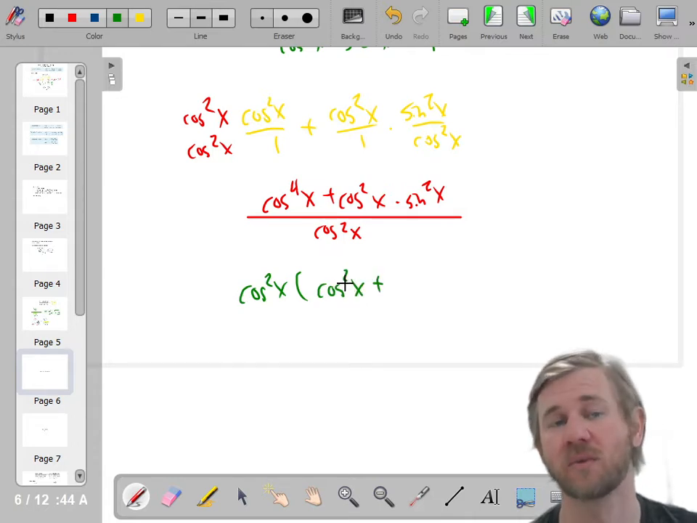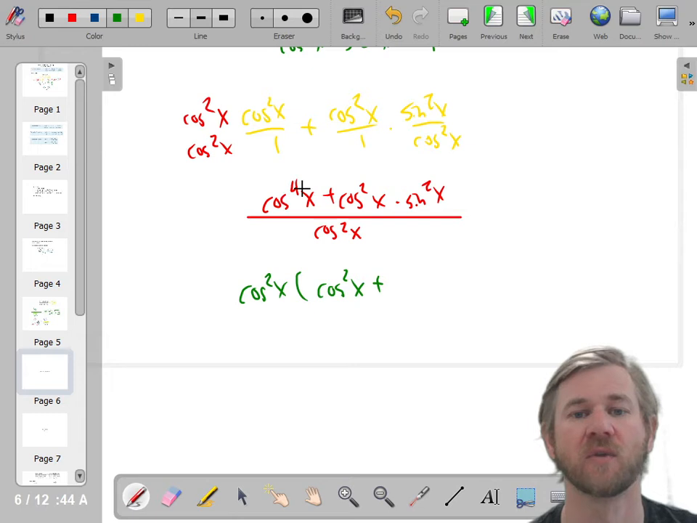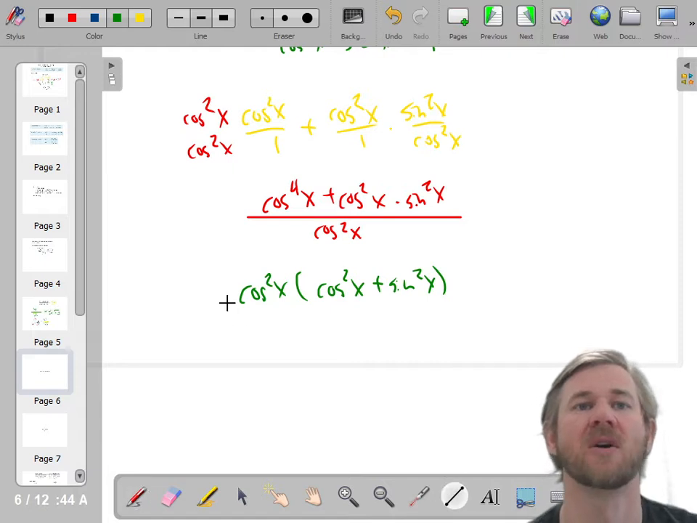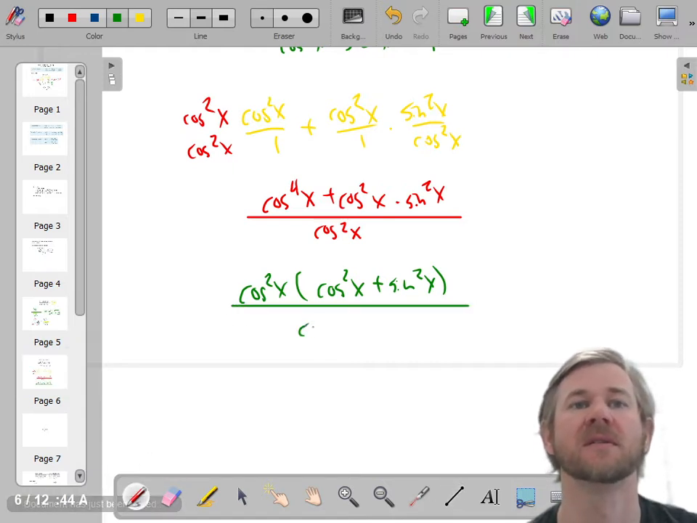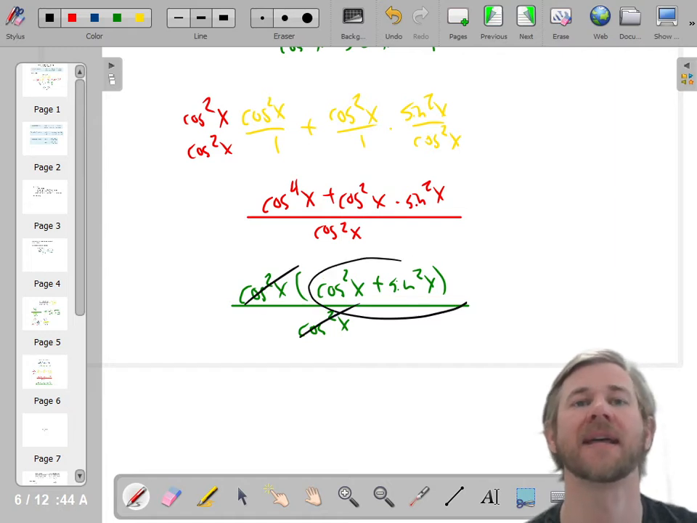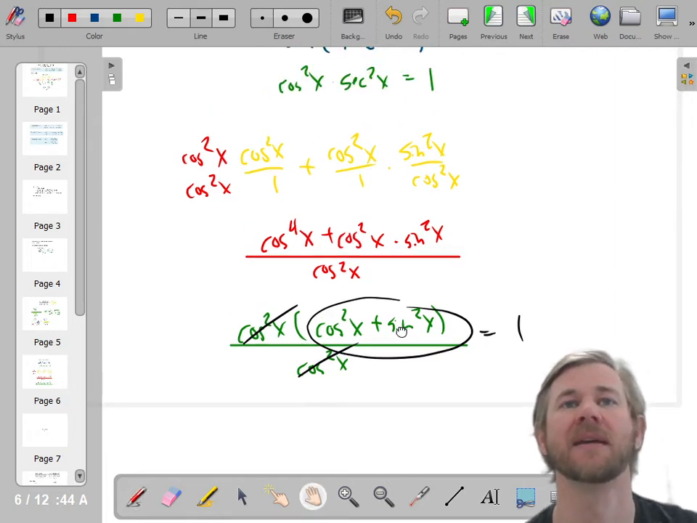So cosine squared times cosine squared is cosine to the 4th. And if you factor out the cosine squared here, you still have a sine squared x. And then this is all over your denominator, which is cosine squared x. These cancel, and you get, hey, that's a thing, that's 1. So again, it equals 1.